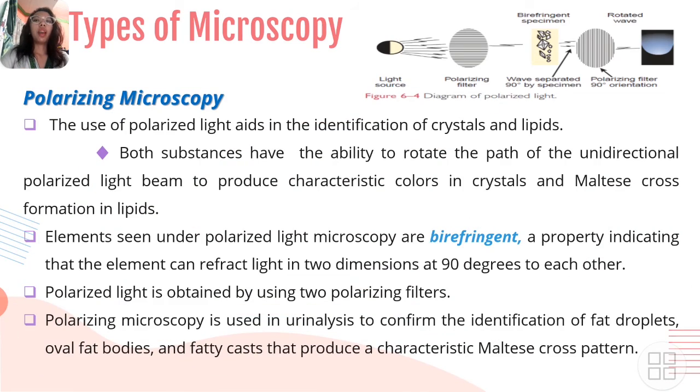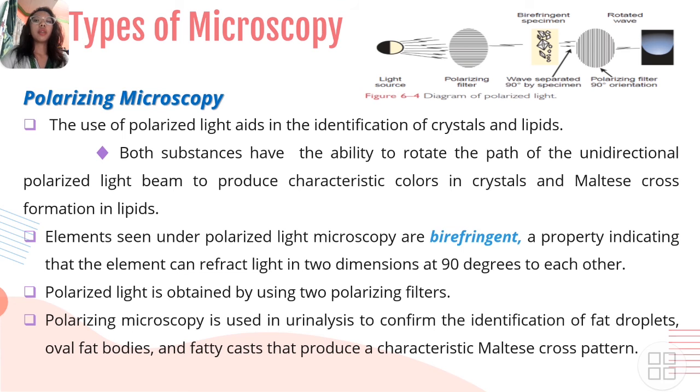Polarizing microscopy. The use of polarized light aids the identification of crystals and lipids. Both substances have the ability to rotate the path of the unidirectional polarized light beam to produce characteristic colors in the crystals and Maltese cross formation in lipids. Elements seen under polarized light microscopy are birefringent, a property indicating that the element can refract light in two dimensions at 90 degrees to each other.